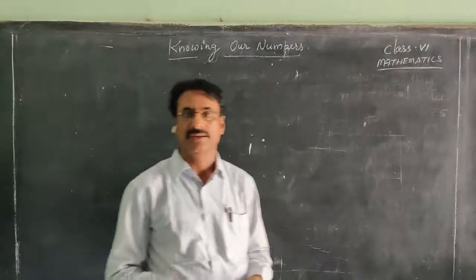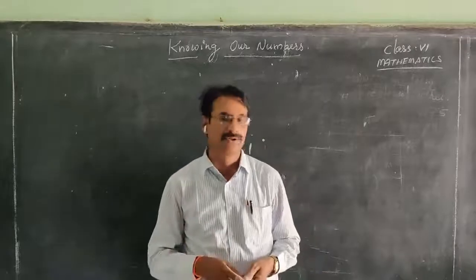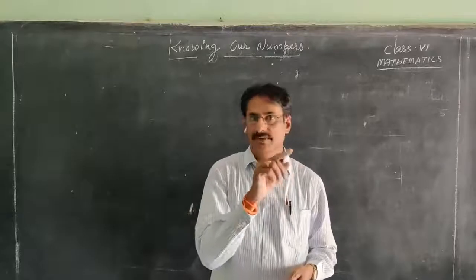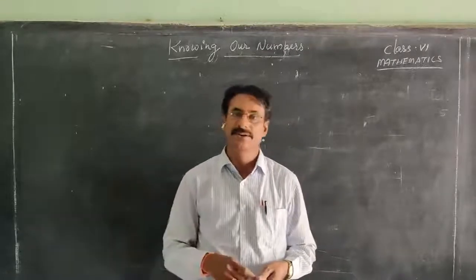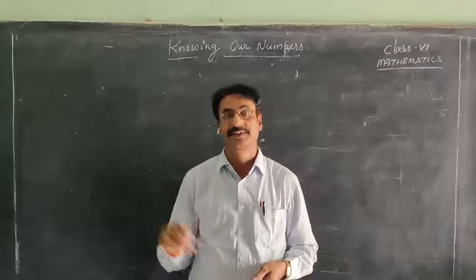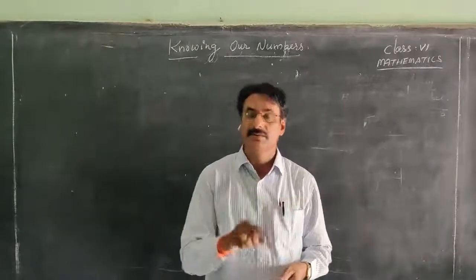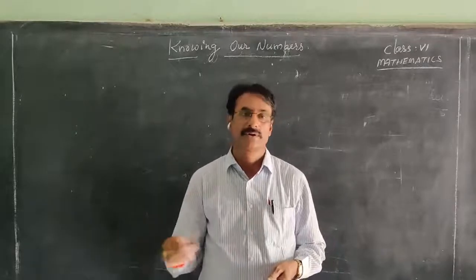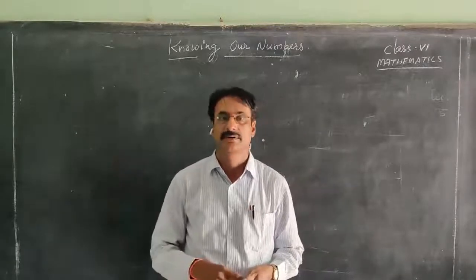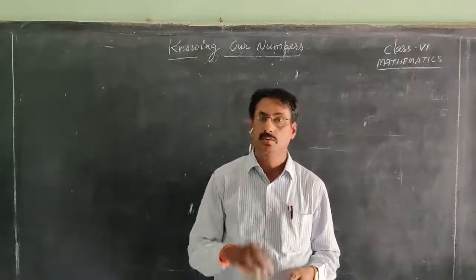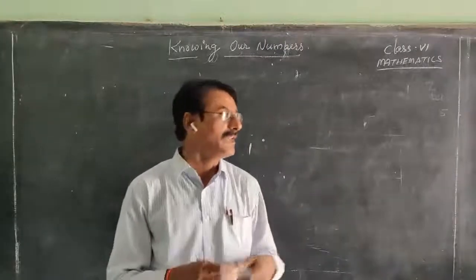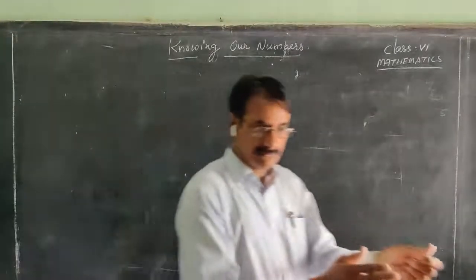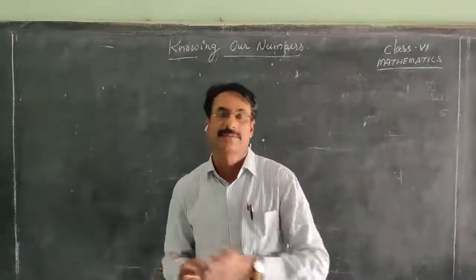You have already learned that 10 millimeters equal 1 centimeter, 10 centimeters equal 1 decimeter, 10 decimeters equal 1 meter, 10 meters equal 1 decameter, 10 decameters equal 1 hectometer, and 10 hectometers equal 1 kilometer. We can change one measurement into another.